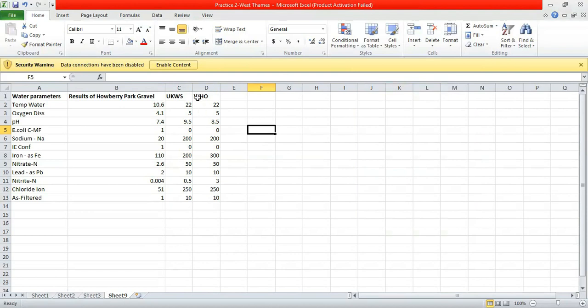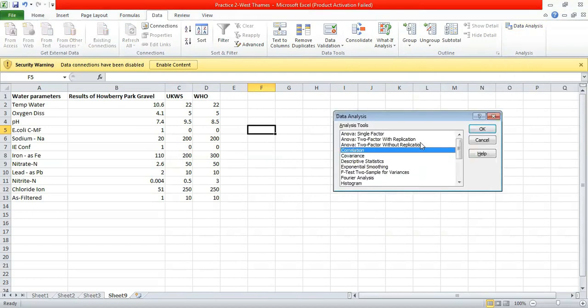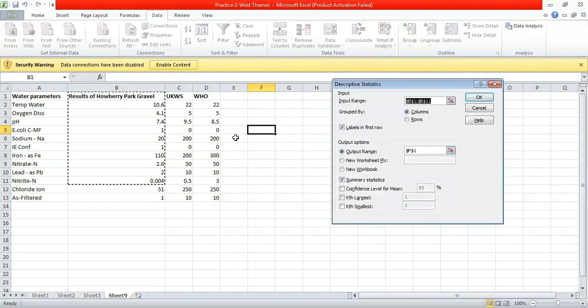When you want to do your data analysis now, you can go to Data, select data, and then you have here Data Analysis. So let's start with the first analysis, which is the descriptive statistics for this Howberry pack. We click on Data Analysis, and then we are going to have Descriptive Statistics. We click on it, and we click OK. So what then do we have to do? We have input range.